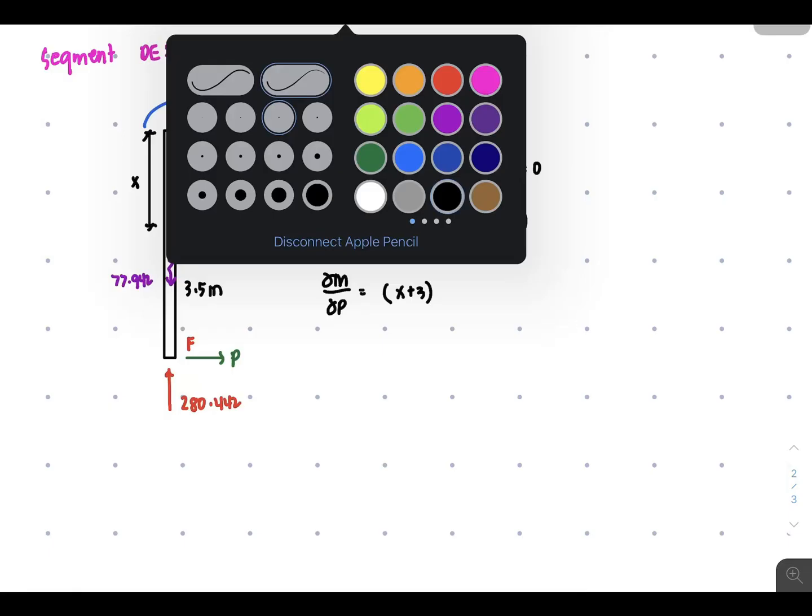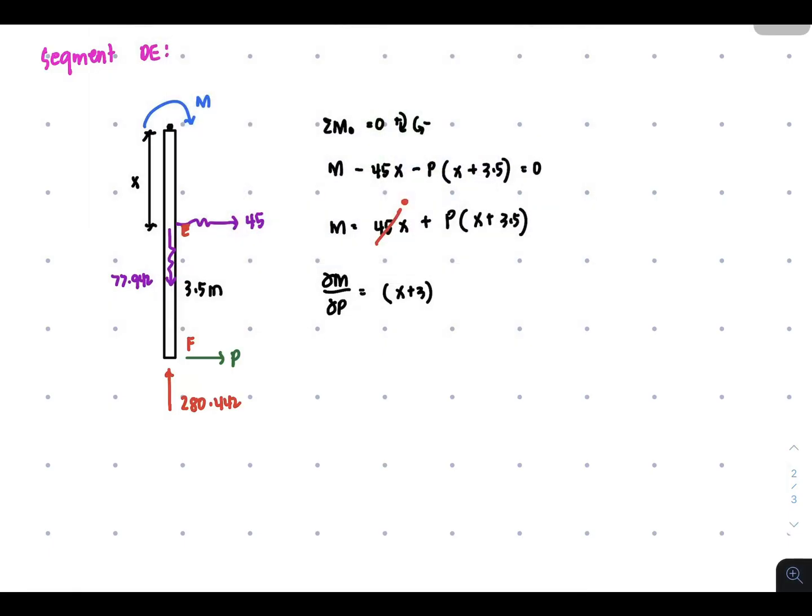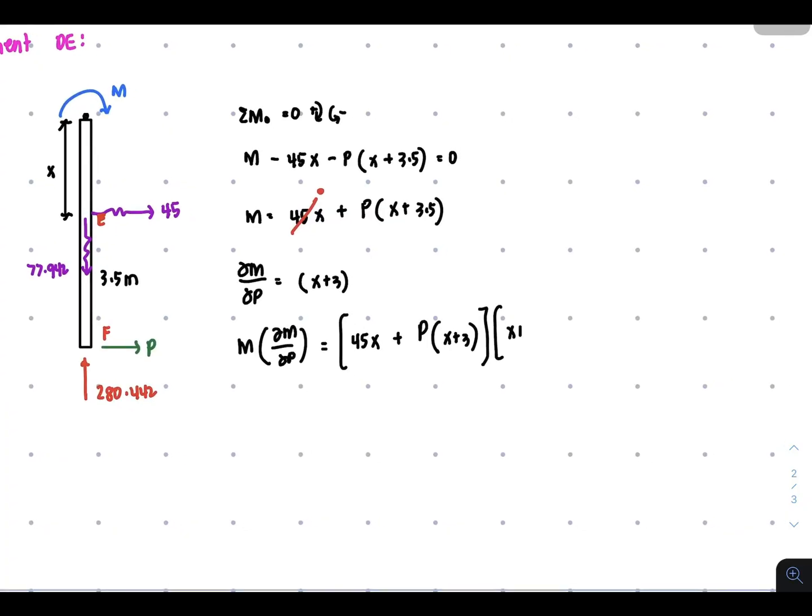And the product of the two becomes 45x plus P times x plus 3.5 times x plus 3.5.